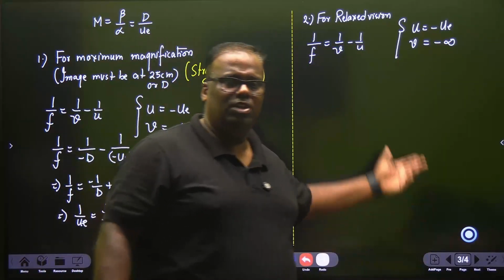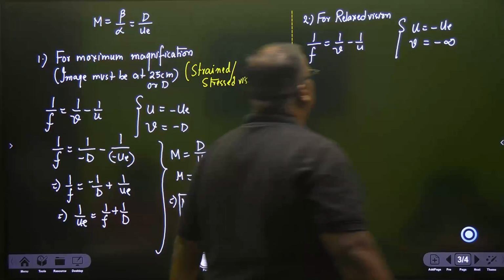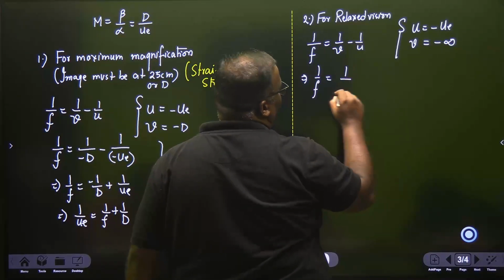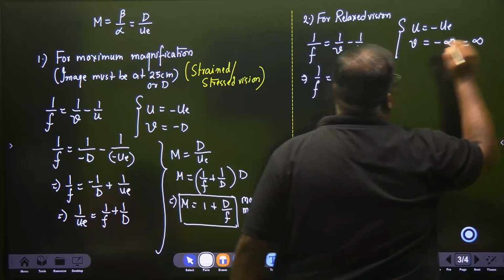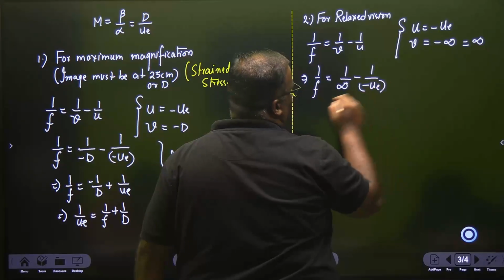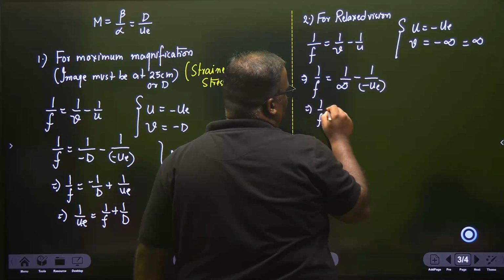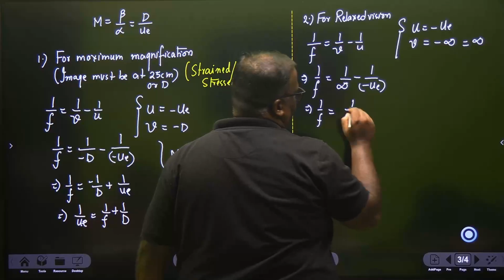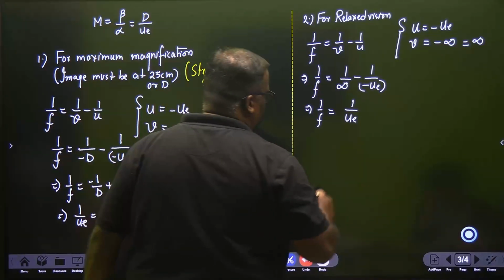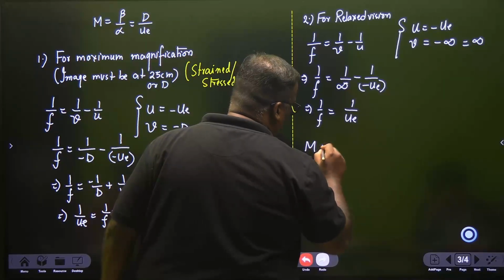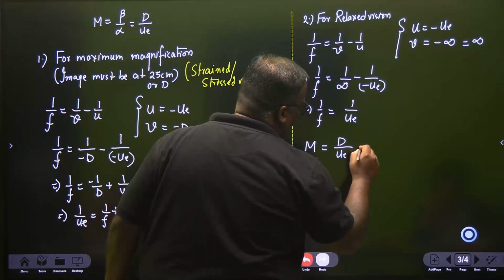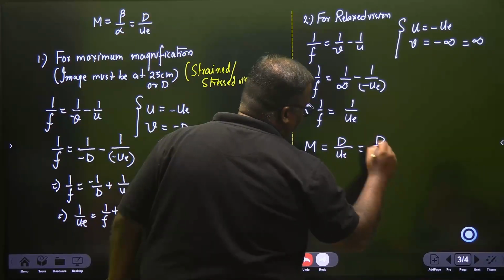Right? Infinity or negative infinity means the same. So my 1 upon f becomes equal to 1 upon negative infinity, which is also the same as infinity. So this is infinity minus 1 by negative ue, which is 1 upon f is equal to 1 by ue. Agreed? 1 upon infinity is 0. So now what was my magnification formula? My magnification formula was d by ue, and my d by ue now becomes equal to d by f.